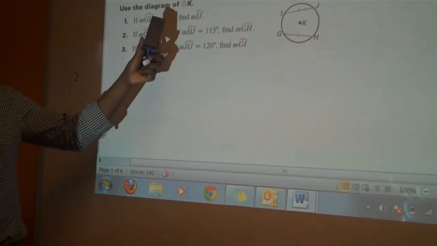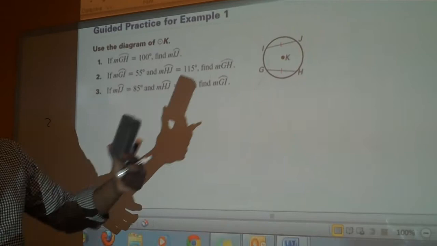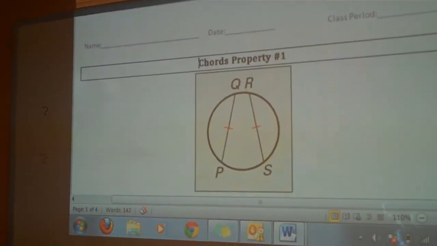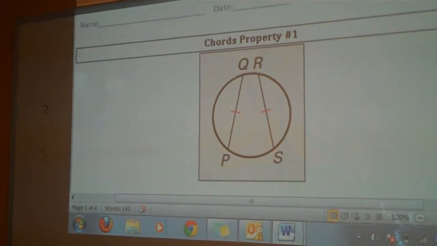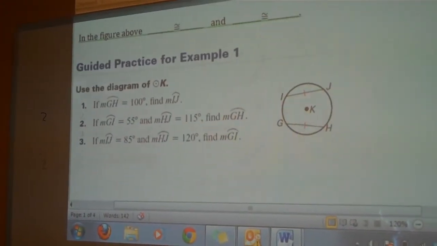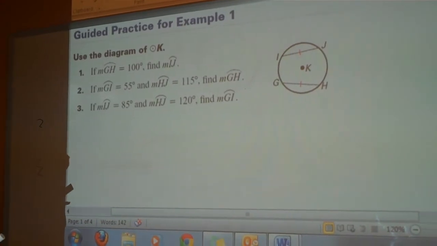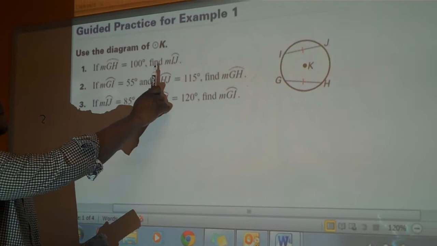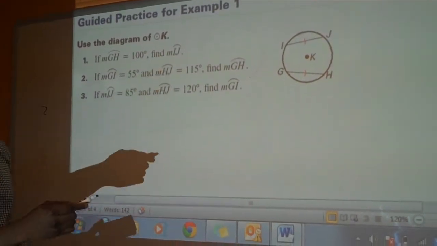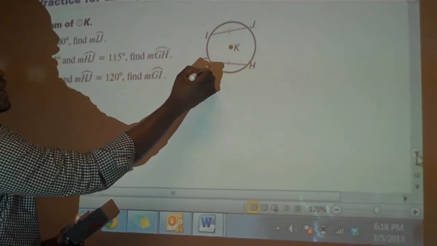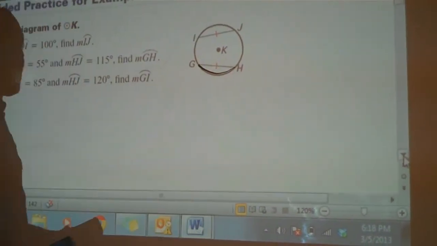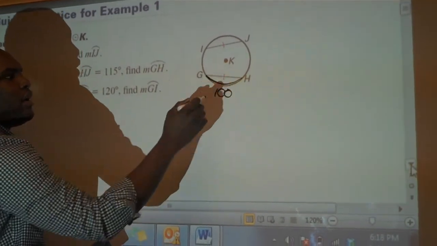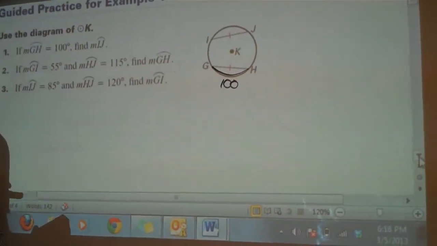Right below that, you have guided practice for example number 1. So this is the figure that we have. I'm going to blow it up so you can see it. Okay, it says if the measure of arc GH equals 100, find the measure of arc IJ. So this is GH, it's the arc that goes from G all the way around to H. We learned about arcs last class. This is 100. It wants us to find IJ, that arc.